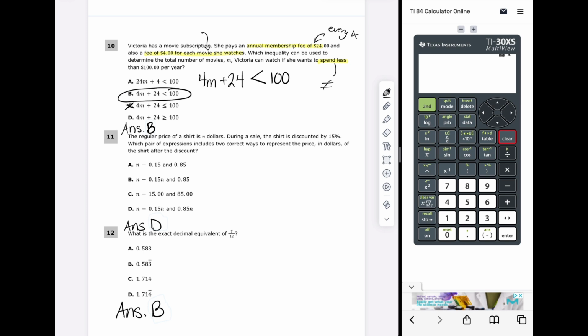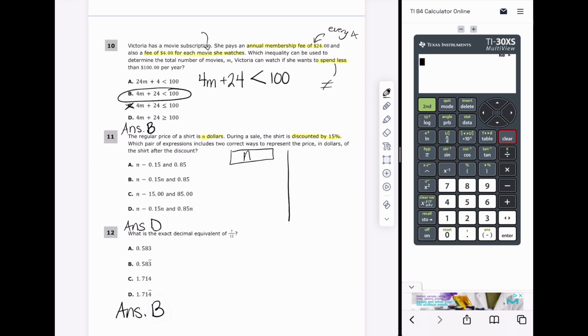All right, let's go to the next one. A regular price of a shirt is $N. During a sale, the shirt is discounted by 15%. Okay, usually it's $N, but 15% off. Which pair of expressions includes two correct ways to represent the price in dollars of the shirt? All right, so there are two ways we can think about this. So here's the shirt, N.